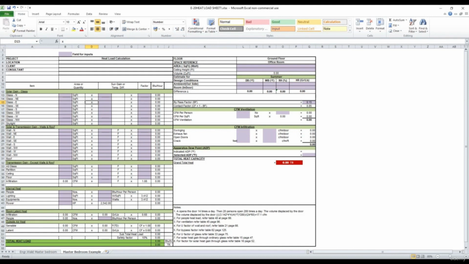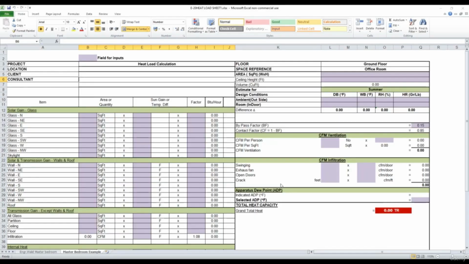I have simplified this E20 calculation sheet or the calculation form. Simplifying it helps us to make the calculation more efficient. So in the E20 form, let's first fill up the name of the project, which is heat load calculation. Next, the location. The location is Atlanta, Georgia. Before starting the calculation, we need to fill up a few details in these fields.